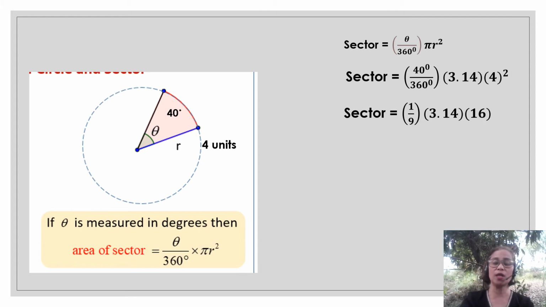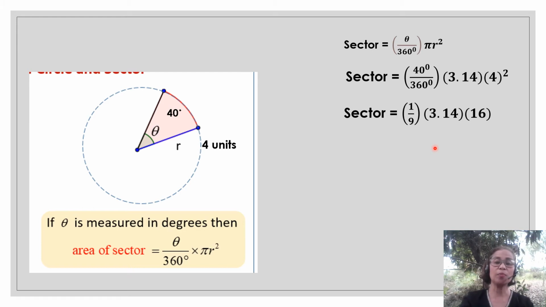Following this formula, 4 squared is 16. Then simplify 40 over 360 to 1 over 9. Anyway, you can skip this part. If you have a scientific calculator, you just simply press all these values, and you get to calculate the answer instantly.